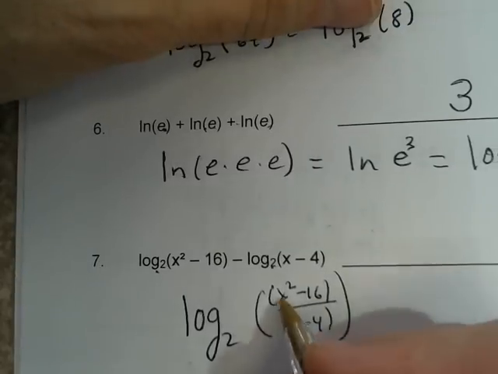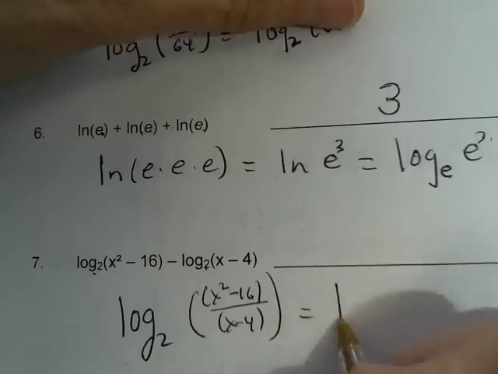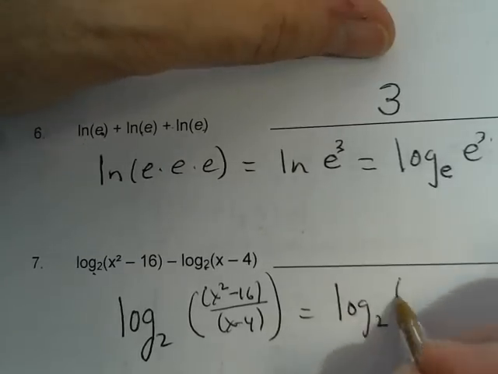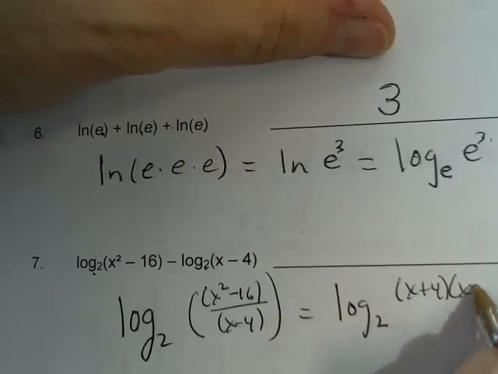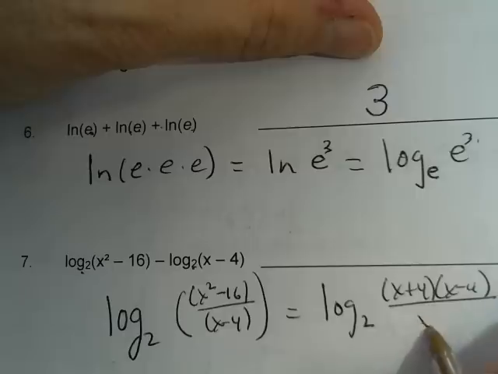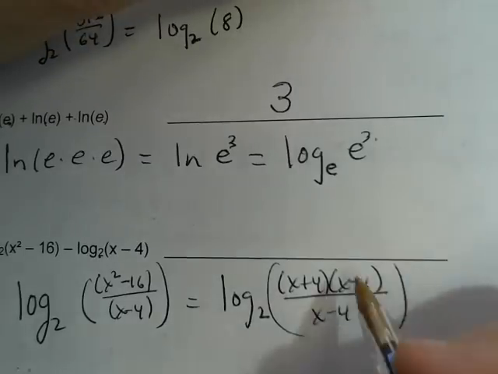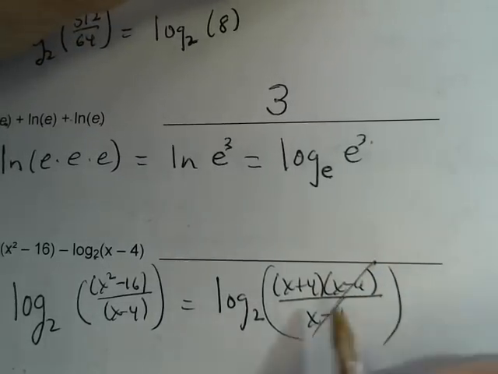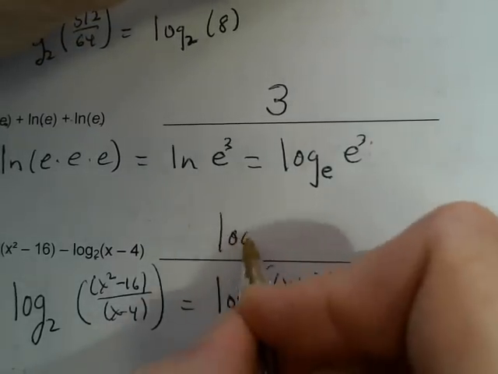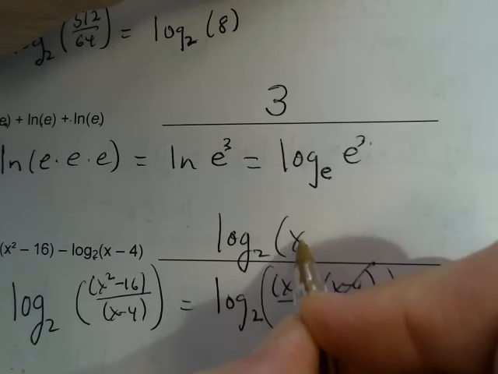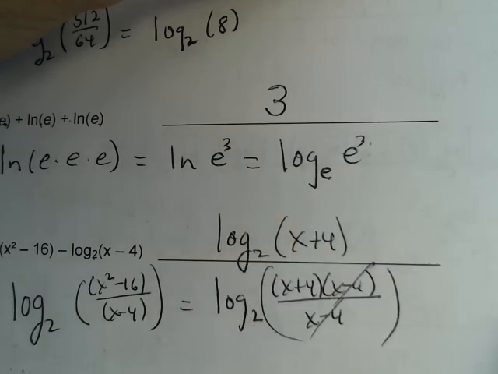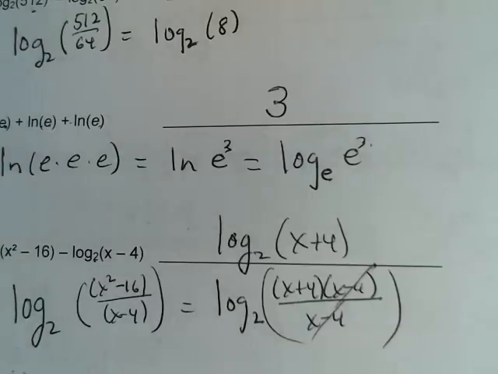Well, this can be simplified because this is the difference of two perfect squares, so we have the log base 2 of x plus 4 times x minus 4 on the top and x minus 4 on the bottom. And the x minus 4's go away, and what we're left with is the log base 2 of x plus 4. We've written only one log. And I think that's going to be it.